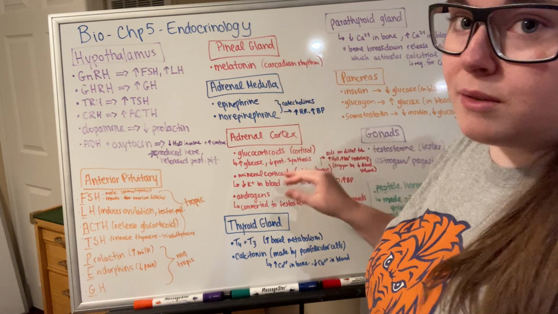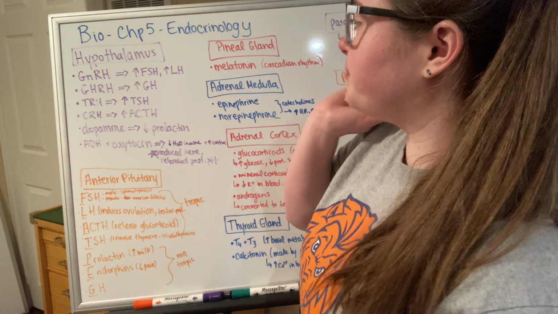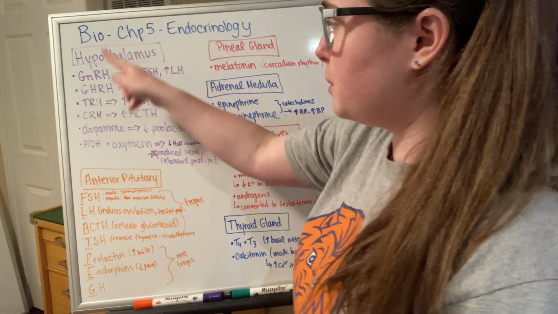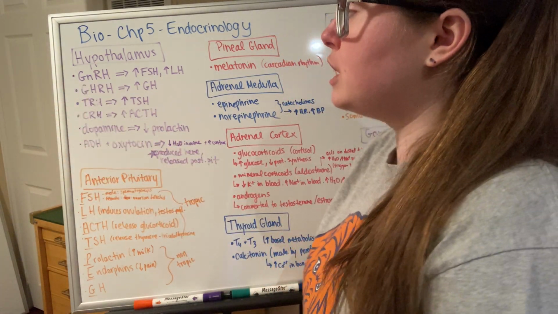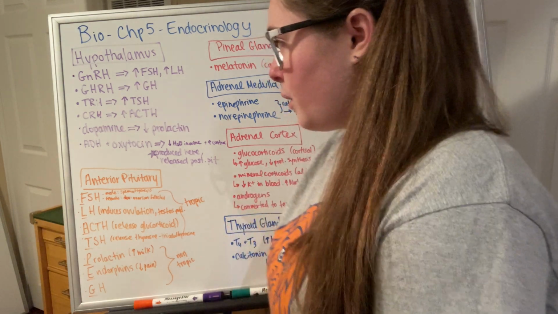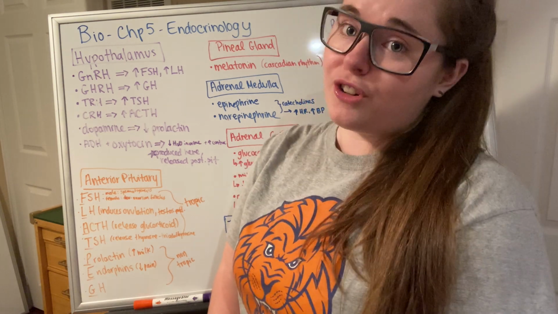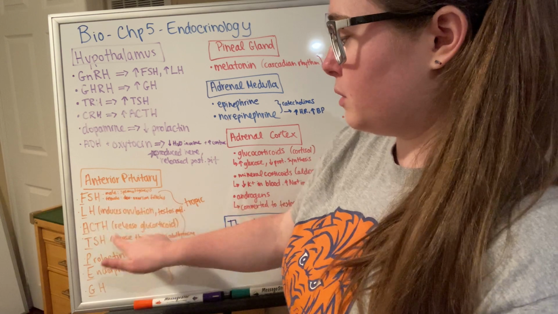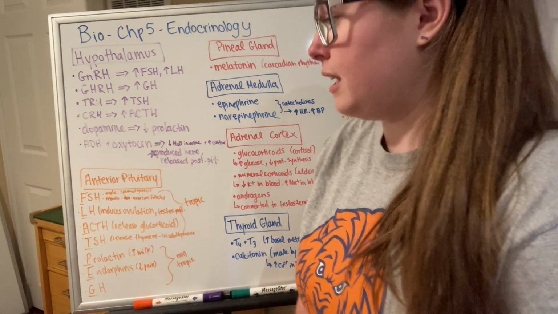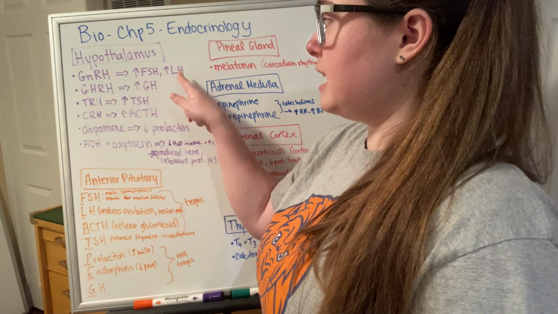Each of these little boxes you see, all right? So we have the hypothalamus, all right? Your hypothalamus produces these hormones right here. So it will secrete GnRH, okay, which will cause an increase in FSH and LH. Okay, so we'll talk about what those things do further down here, okay? But yes, GnRH causes an increase in FSH and LH.